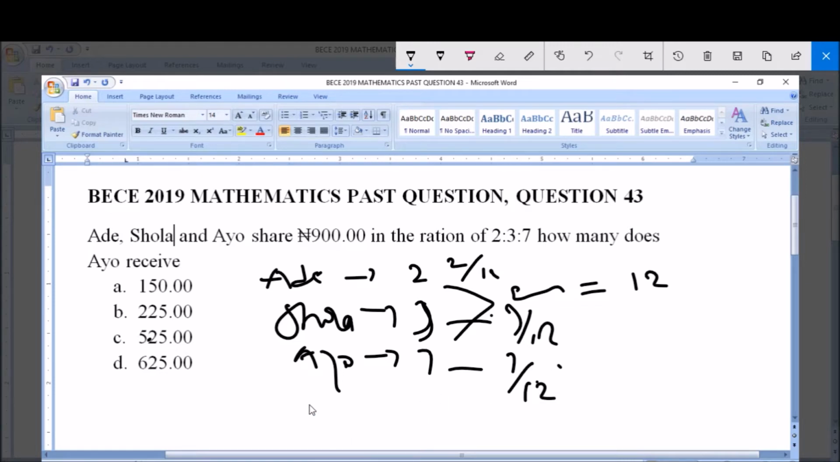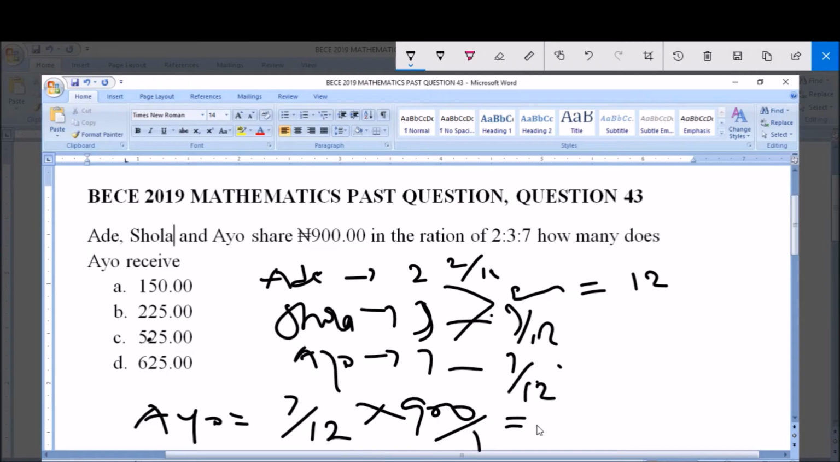Now we are asked to find what? The amount which Ayo receives, and since we know that Ayo receives the highest amount, which is what? 7/12 of 900 naira. So we say what? For Ayo is equal to what? 7/12 multiplied by 900. Now, like you know, when you're carrying out this kind of solution, you multiply the numerator by this, because this 900 is the same thing as saying 900 all over 1. So numerator will multiply numerator, and denominator will multiply denominator.